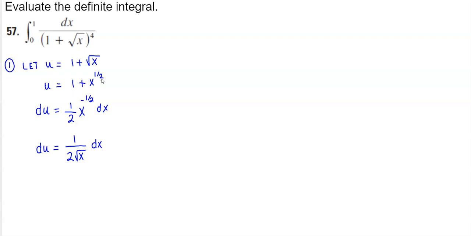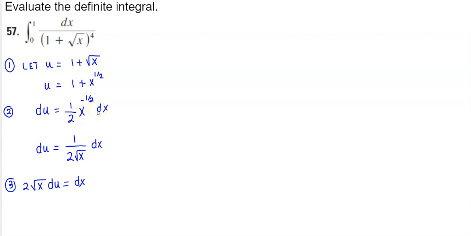And so now we want to solve for dx, because that's all we have in our original problem. We're going to have to multiply both sides by 2 times the square root of x. So therefore we have the following: 2 times the square root of x du is going to equal dx.